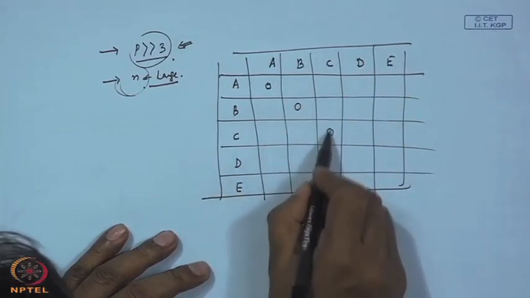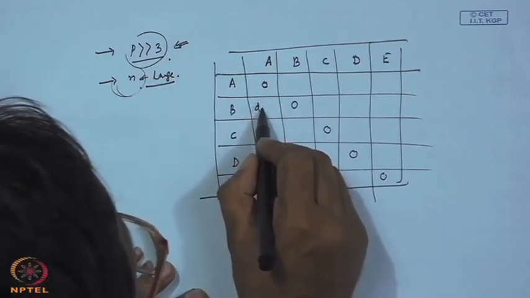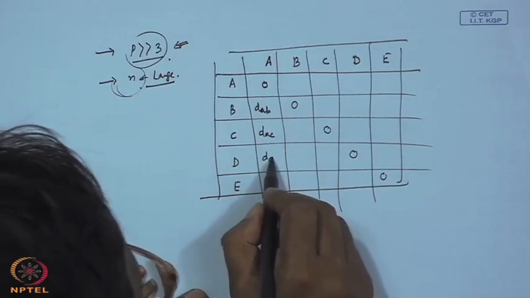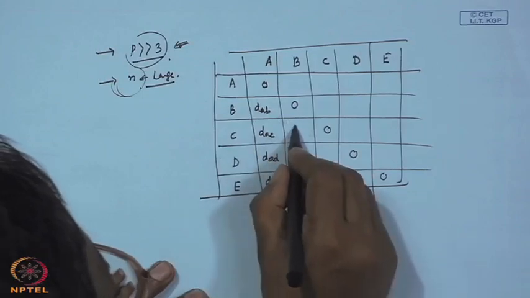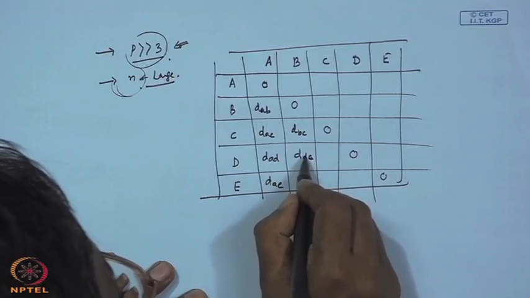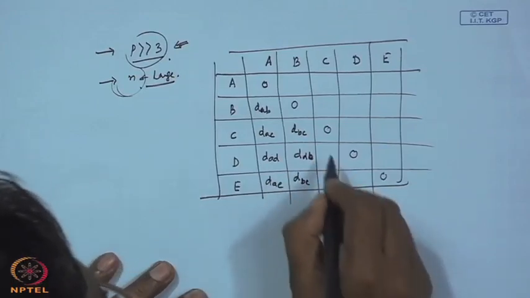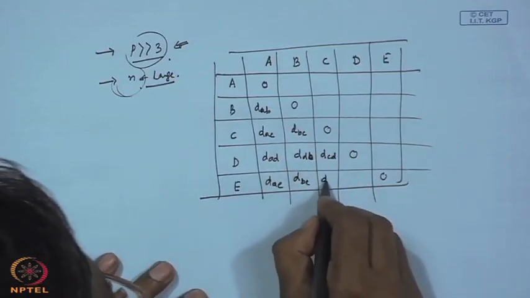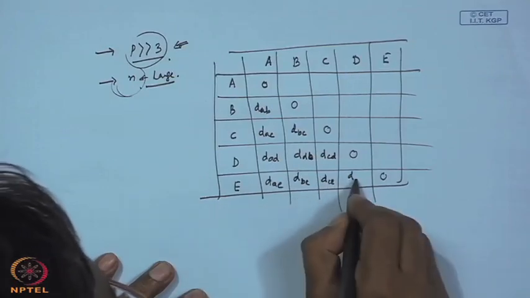So, this will be 0, 0, 0. Okay. Now, this will be DAB, this will be DAC, this will be DAD, this will be DAE, then this one is DBC, this one is BD or DB, then this is your DBE, this one is distance CD, this is distance CE, then this will be of my distance DE.